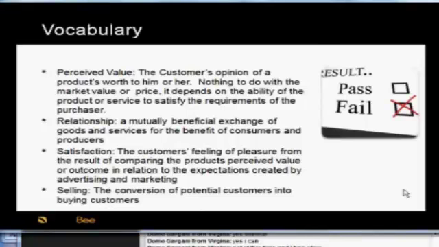Perceived value, and this is something I'm asked about a lot. Perceived value is the customer's opinion of what a product is worth to him or her. It has nothing to do with the market value or the price of the product. It depends solely on the ability of the product or service to satisfy the requirements of the purchaser. So when you're offering an ebook, for example, and you put a value of $47 on that ebook, if the customer looks through it and does not feel like it's worth $47 to them for their particular circumstance, then the perceived value of that book is going to drop.